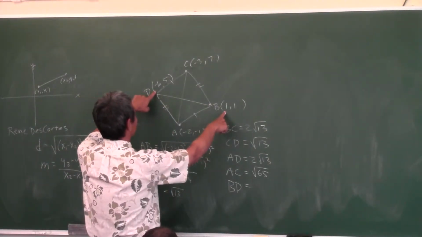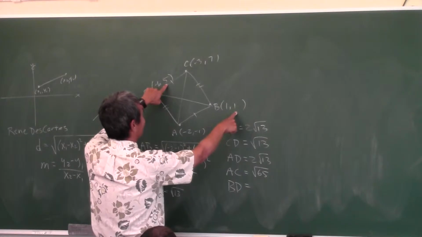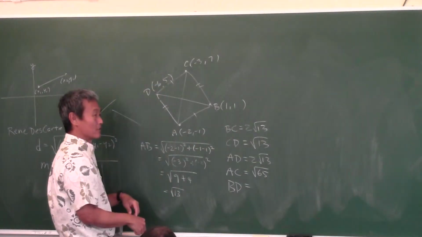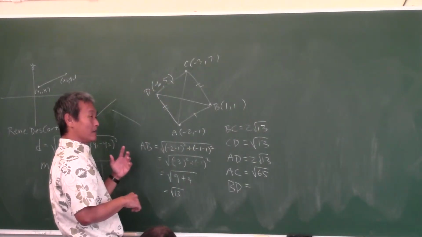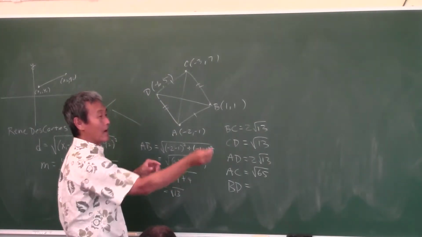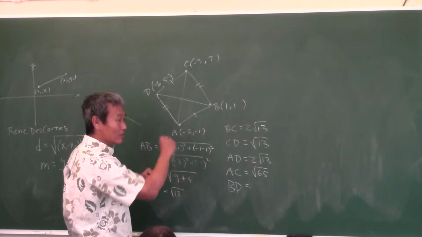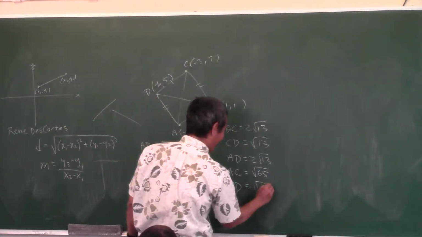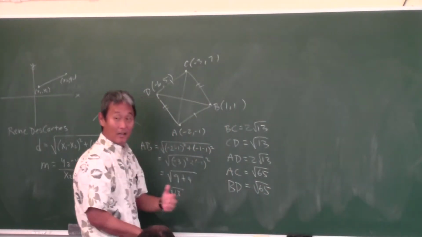What's the difference of the x's? 7, and the difference of the y's is 4. So square both of them. 49 and 16. 65. Okay, carry only 1. You carry 1, not 2. Root 65.